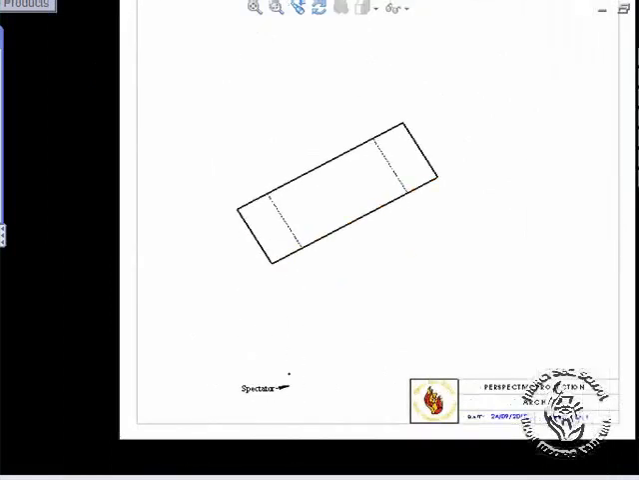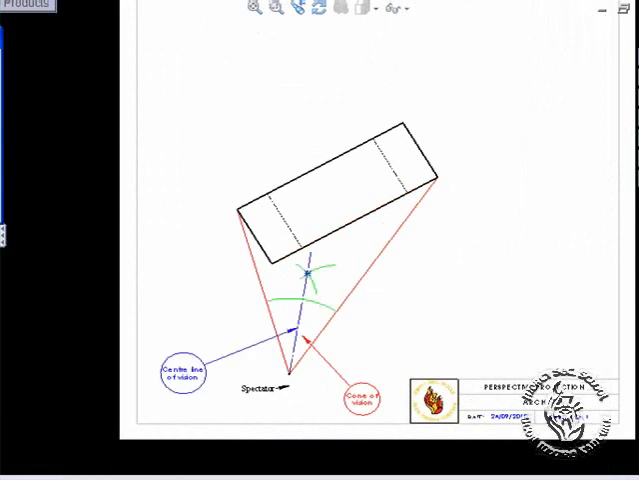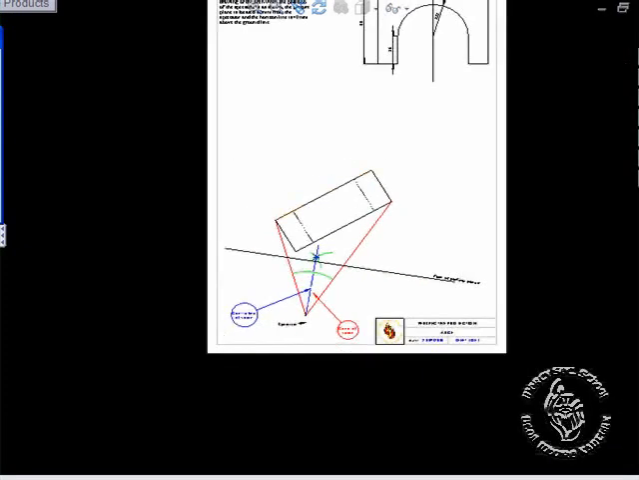So we start off the same as always. Draw a cone of vision. Bisect the angle to find the central line of vision. Then position the picture plane. And next, we position the horizon line and the ground line.